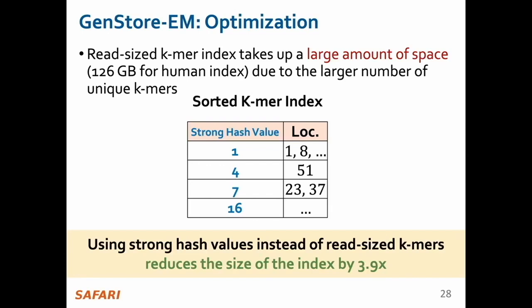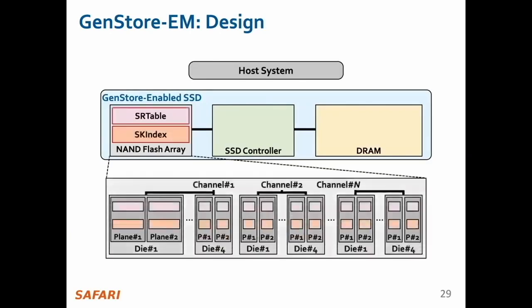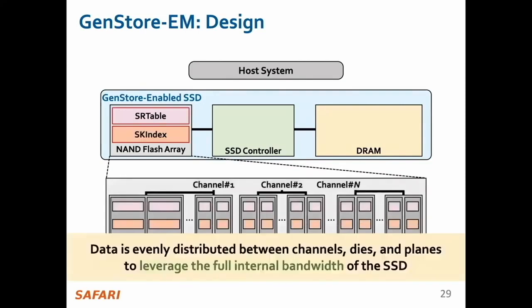So we trade off to increase the size of the data structure based on these constraints. Now I show the overall operation flow of GenStore EM with the SR table and SK index in the NAND flash memory, which are distributed across different channels, dies, and planes inside the SSD. Since this data is evenly distributed, we can leverage the full internal bandwidth of the SSD, which is usually much higher than the external bandwidth of the SSD. We also have the comparator logic as a small accelerator located on the SSD controller.